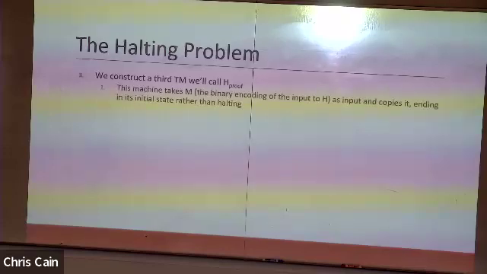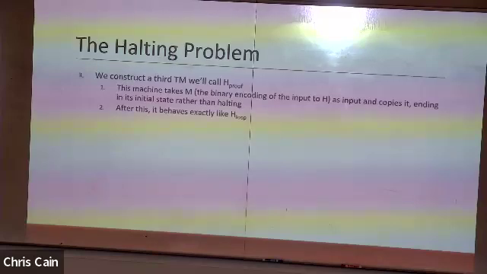H sub proof is going to take as input the binary encoding of M, the machine that we fed to H. And it's going to copy it, so it appears twice. Once it does that copying process, it's going to go back to the beginning, and instead of ending in a final state and halting, it's going to end in its initial state, where it was ready to process this before. After it finishes this, it behaves exactly like H sub loop. So it's going to read M and read W and either halt or not halt.